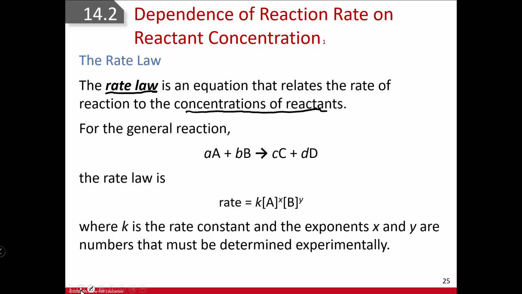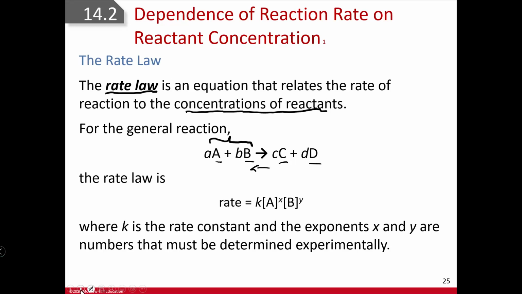The reason why we don't generally focus on the products is that the reaction starts and reactants A and B become products C and D. And once products C and D form, this reaction, if it's reversible, could reform A and B. So it gets a lot more complicated looking at reaction rates of both reactants and products. So a rate law focuses only on the reactants.